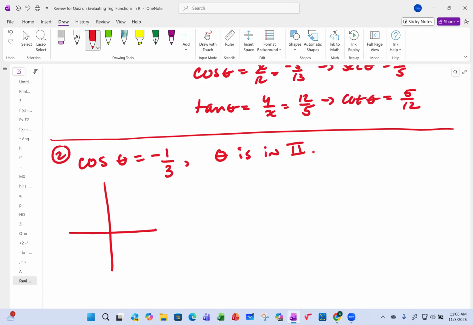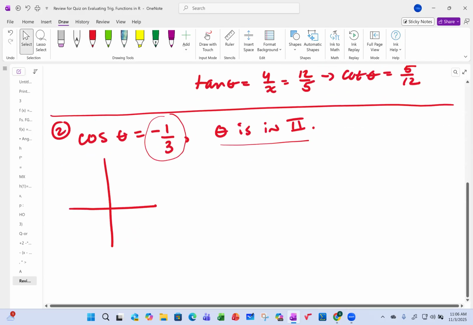Okay, so here is the problem. Cosine theta is -1/3, and theta is in quadrant 2. I decided not to use tangent because that's the same two sides again as above. So again, cosine theta is -1/3, theta is in quadrant 2. Graph theta in quadrant 2, label your triangle based upon this information, and find the remaining values of your trig functions. So pause the video and find the value of the remaining trig functions. And then when you're finished, play the video to check your solutions.